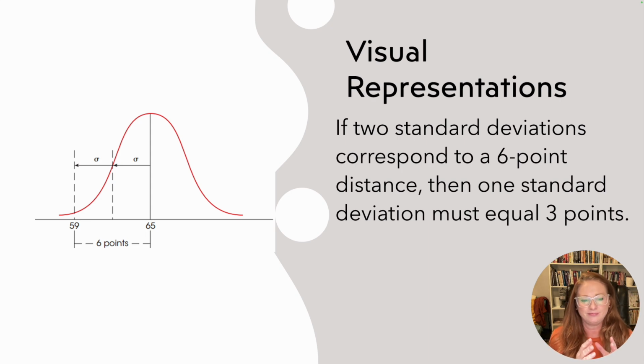Okay. So if you take a look at this data, if the average time to finish this distance is 65 seconds, and each standard deviation accounts for 3 seconds, and my raw score is 59 seconds, that means I am 2 standard deviations below the mean, or my z equals -2.